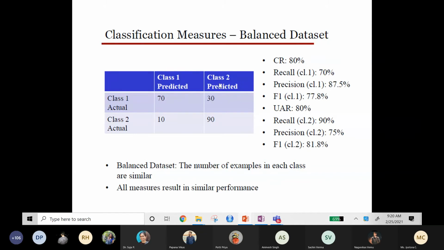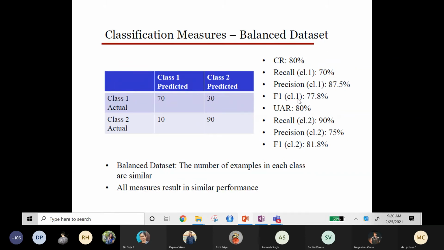And the same way, precision for class 2, what is the formula? Write the formula: true negative divided by true negative plus false negative. That means this row summation. Yes or no? True negative. That is 90 divided by 90 plus 10. So you can substitute and see whether you are getting this value.